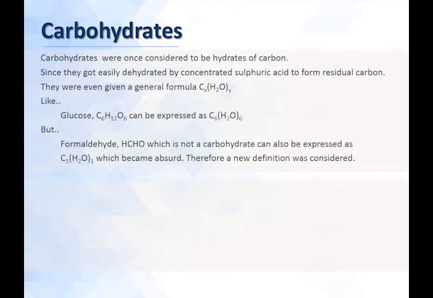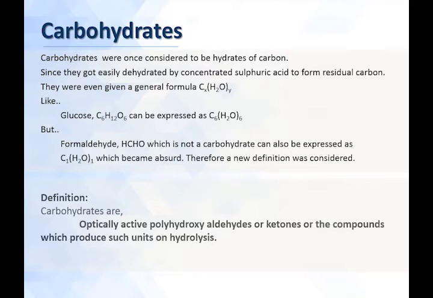Carbohydrates. Carbohydrates were once considered to be hydrates of carbon, since they got easily dehydrated by concentrated sulfuric acid to form residual carbon. They were even given a general formula like glucose, C6H12O6, which can be expressed as C6(H2O)6. But formaldehyde, which is not a carbohydrate, can also be expressed as C(H2O) once, which became absurd. Therefore, a new definition was considered.